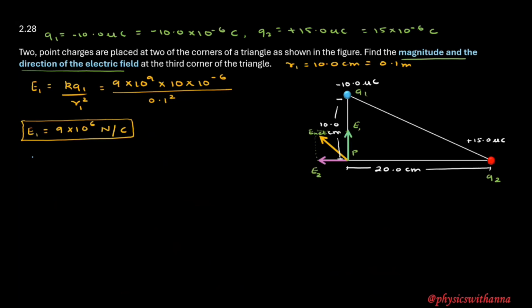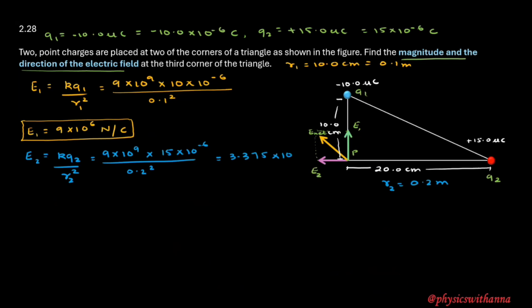Then we do the same thing to find E2. E2 will be equal to K Q2 over R2 squared, where E2 is electric field due to charge 2 at point P. R2 is the distance between them, which is 20 centimeter, and you can write this as 0.2 meter. So we get 9 times 10 to the power 9, magnitude of charge Q2 is 15 microcoulomb, and the distance between them is 0.2 squared. That gives you E2 as 3.375 times 10 to the power 6 Newton per coulomb.